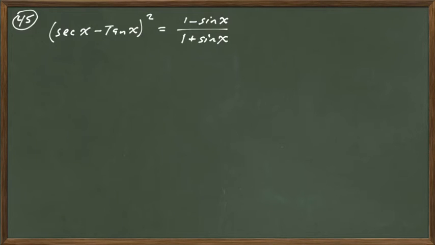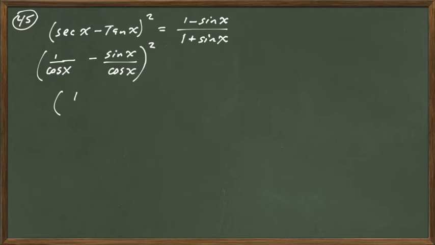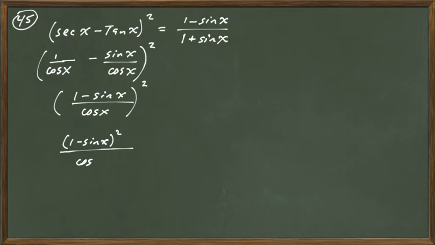We can work on the left or the right. I tend to work on the left. So secant is what? 1 over, well, do you want to square it first or not? I don't know. Secant is 1 over cosine minus tangent, which is what? Sine over cosine. Do you already have a common denominator? So you have 1 minus sine divided by what? Cosine. That means you square the top, right? So it'd be 1 minus sine x quantity squared divided by the bottom. And that would also be squared because you're squaring the whole fraction, right?